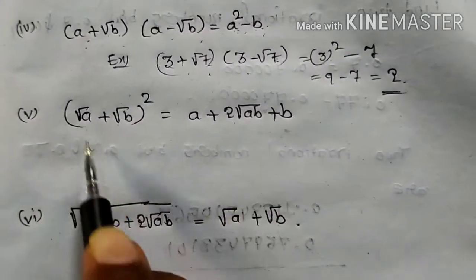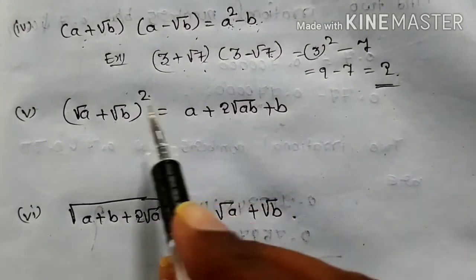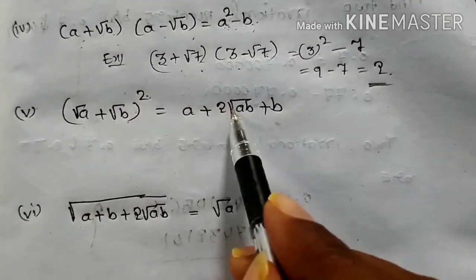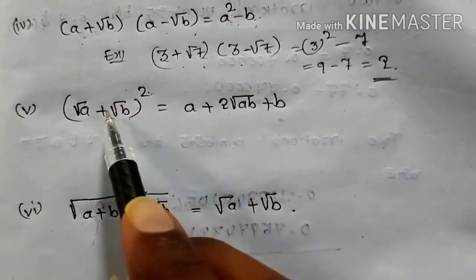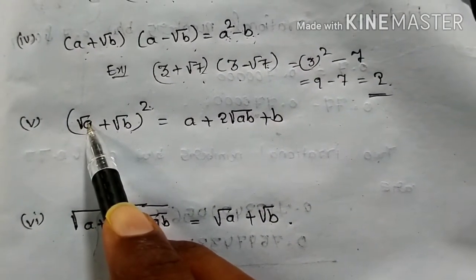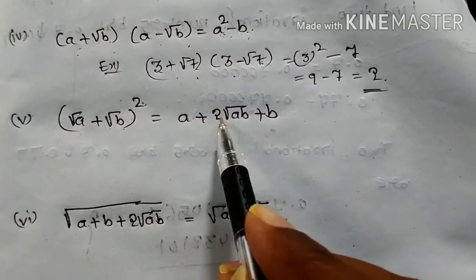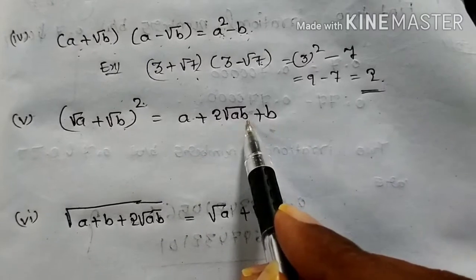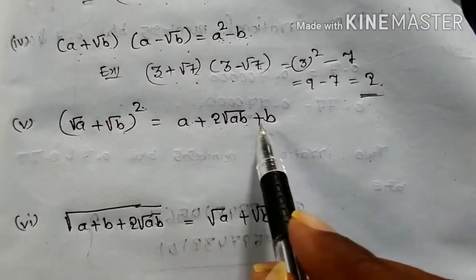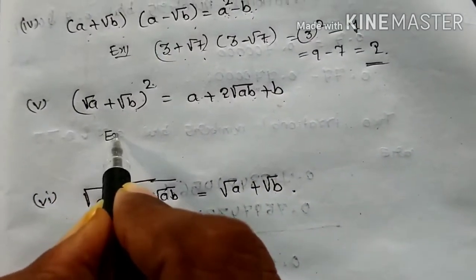See one more here: square root A plus square root B whole square. Can you tell me the formula for A plus B whole square? A square plus 2AB plus B square, or not? But here A is not a square, it is a square root A. Yes or no? So you get A plus 2 root AB plus B only.